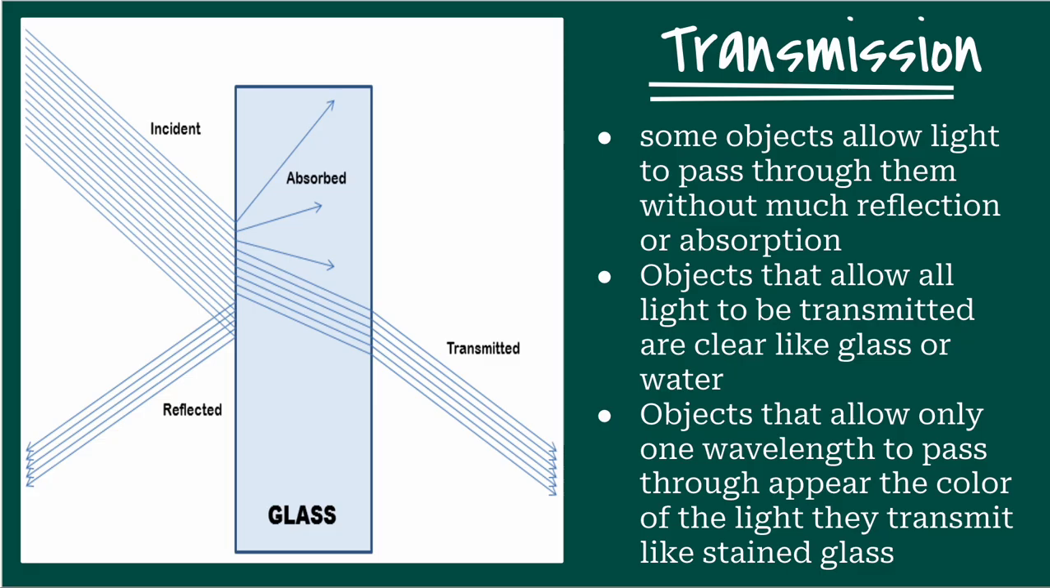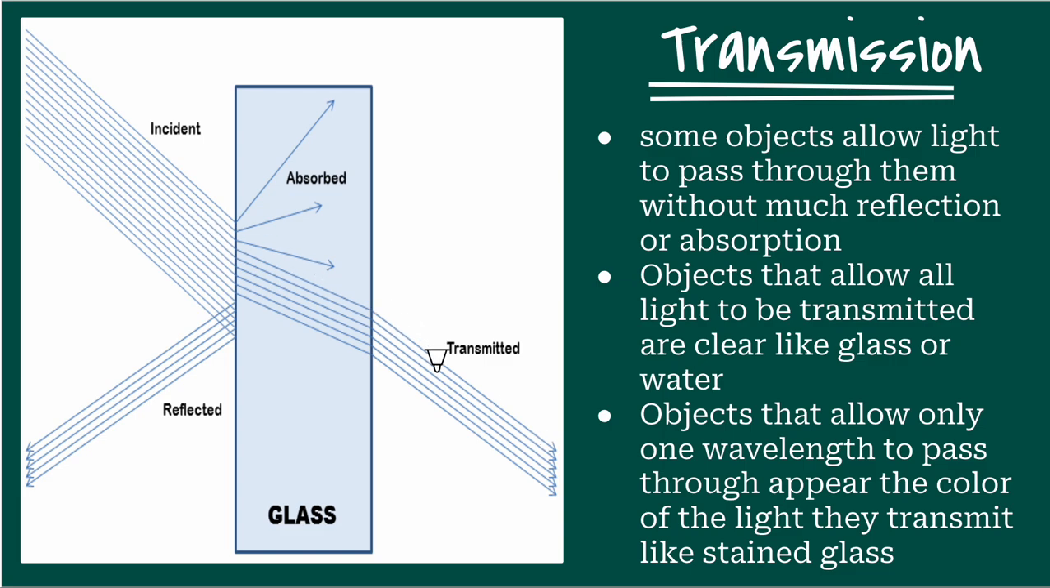We also have transmission. Some objects are going to allow light to pass through them without doing too much reflection or absorption. So you can see here that some light is still being reflected off of the glass and some light is still being absorbed by the glass, but the majority of the light is being allowed to pass through it. And this is what it means to be transmitted.